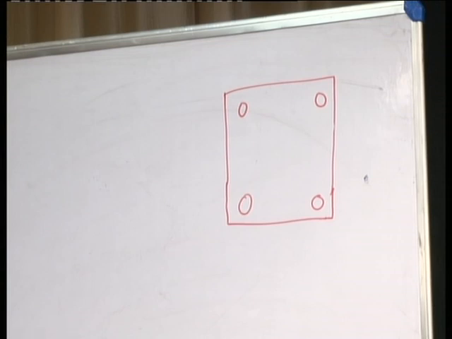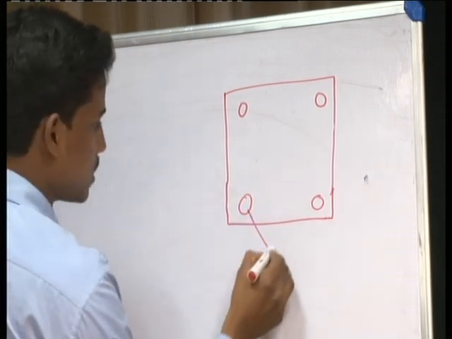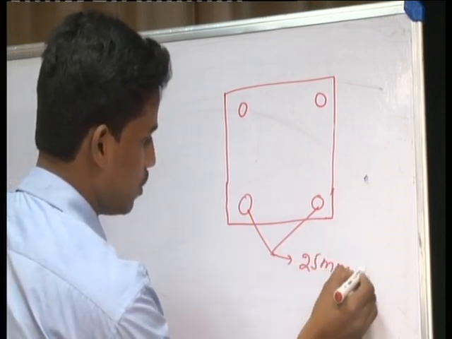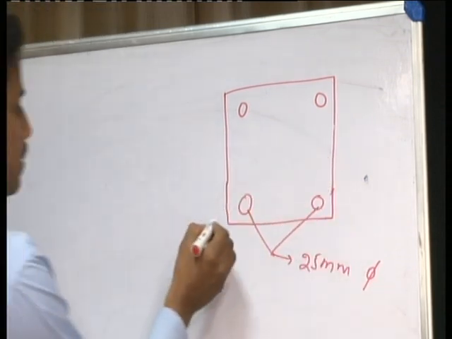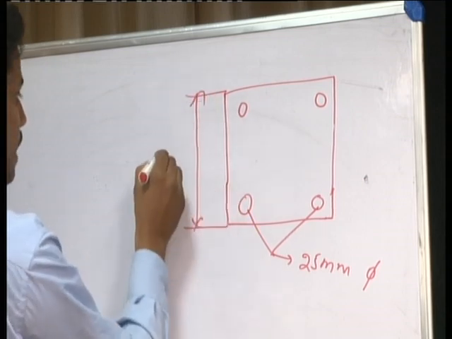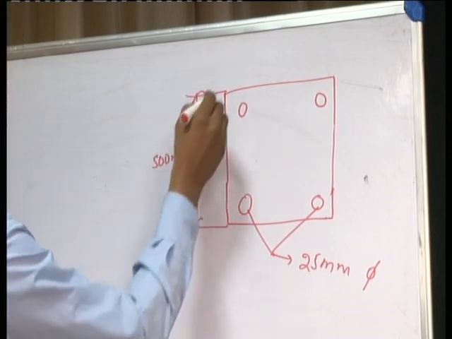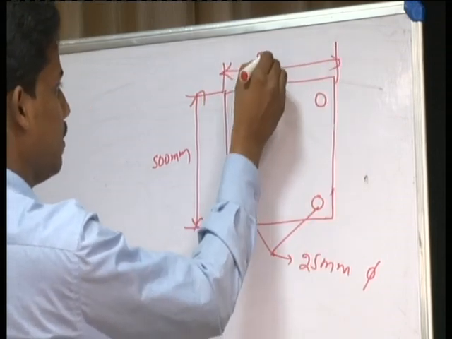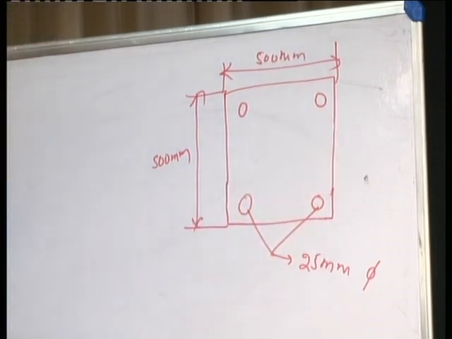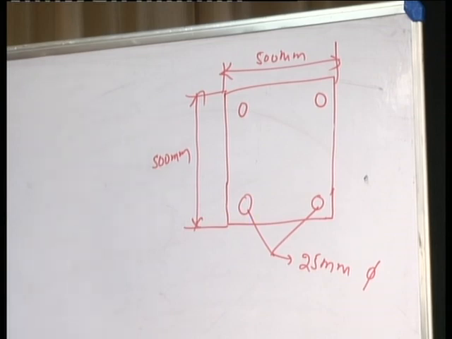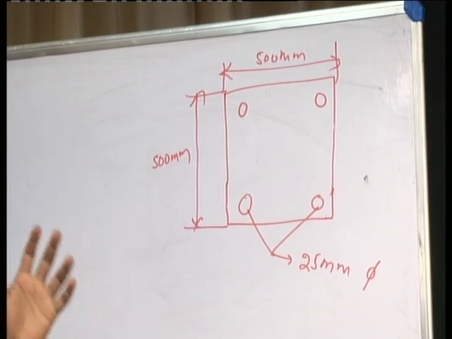There are 4 bars of 25 mm diameter, and the column has a size of 500 mm by 500 mm. It is a composite section because it is made up of both concrete and steel.